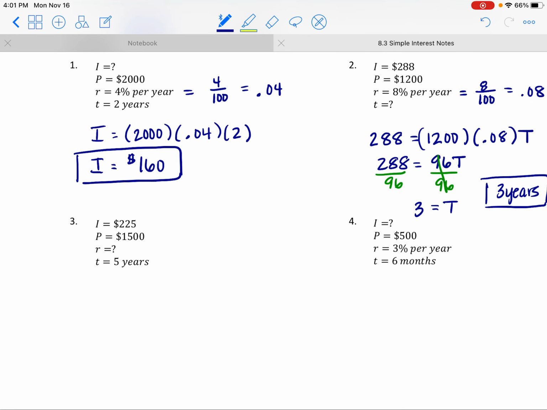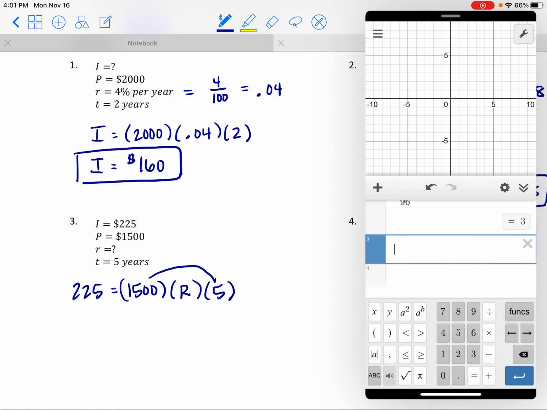Okay? Moving right along. This time we have an interest and principal, and we're looking for a rate. So we have 225 equal to 1,500 times some rate. So let's leave r in there, and times 5. So the order that we multiply doesn't matter. You know, if you multiply 2 times 3 times 4, 2 times 3 would be 6 times 4 would be 24, or 3 times 4 would be 12 times the 2 would be 24 in either case. So since the order we multiply doesn't matter, we have what we call the commutative property of multiplication. We can start by multiplying these two numbers, and 1,500 times 5 is 7,500.